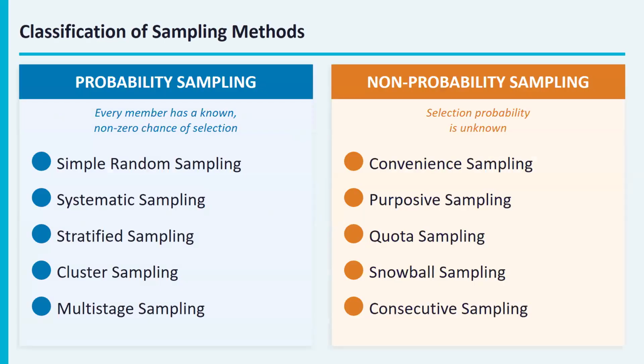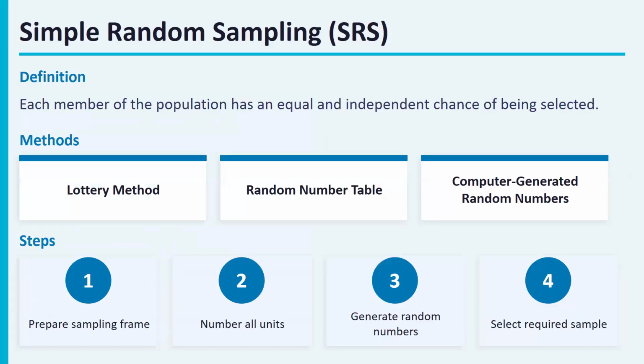This is the classification of sampling. We classify it into probability and non-probability sampling. Probability sampling is the one where every member has a known, non-zero chance of selection. This includes different types like simple random sampling, systematic, stratified, cluster, and multi-stage sampling. We will go through the detail in the next slides. Non-probability sampling is the one where the selection probability is unknown. It includes convenience, purposive, quota, snowball, and consecutive sampling.